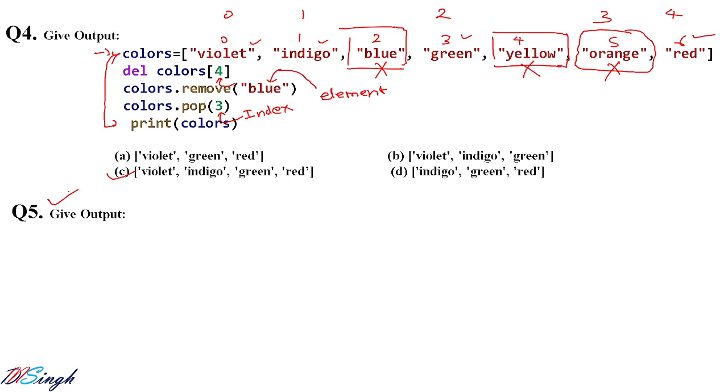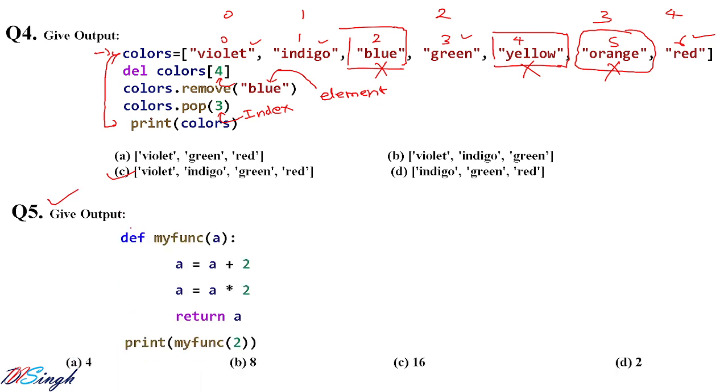Let us go for question number 5. Tell me the output of this particular code. Very simple. There is a function called myfunc which has one argument a, and here what we are passing, 2 will go and be assigned to this local variable a, so it is going to be assigned here as 2, and 2 plus 2 will become 4, so here the a value will become 4, and when 4 is supplied here, that 4 multiplied by 2 will become 8. Okay, so 8 will be returned, and what is printed?